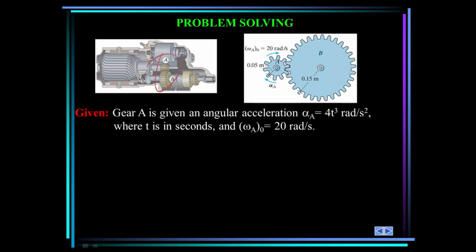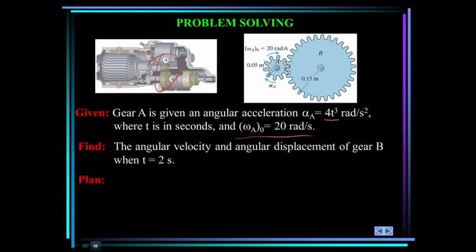So here's another problem. We have these two gears. Gear A has an angular acceleration of 4t cubed radians per second squared, so it's a function of time, and t is in seconds. And the initial angular velocity omega was 20 radians per second. Find the angular velocity and angular displacement of gear B when time is 2 seconds.